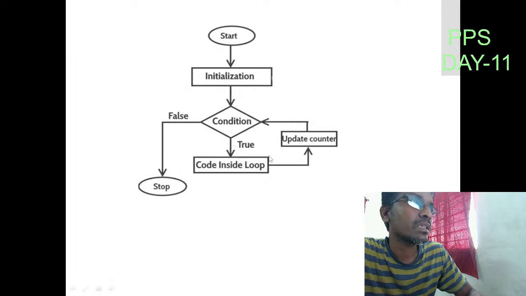After execution of this block of statements, it will update the counter. That means whether it is an increment or a decrement. And again it will check the condition. If it is true, then it will enter into the block of statements, and this will be executed until the condition becomes false. Whenever the condition is false, then it will come out of that block and terminate the process. So this is the flowchart diagram for the for loop.